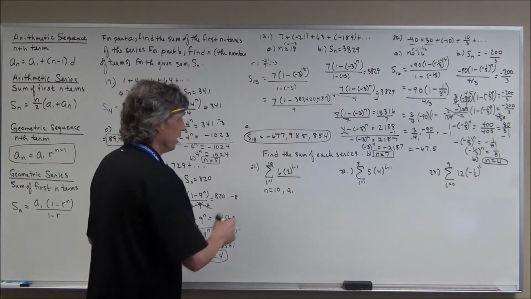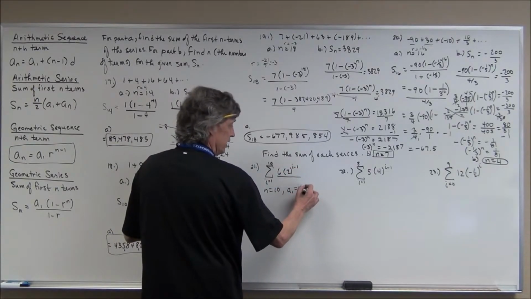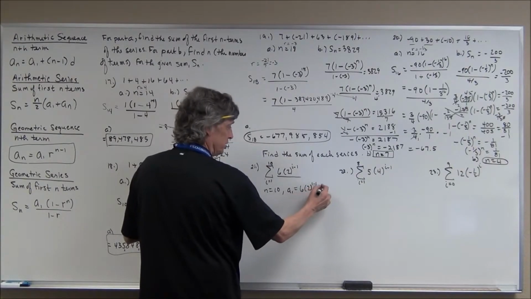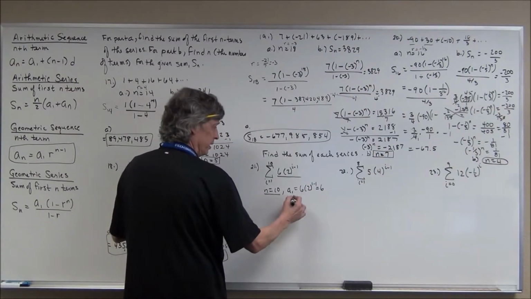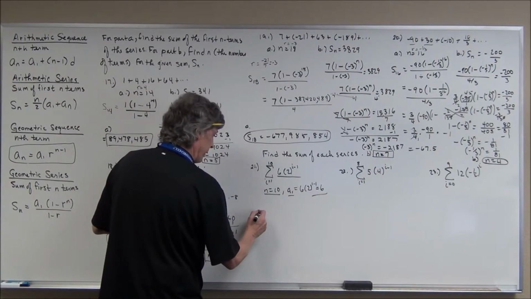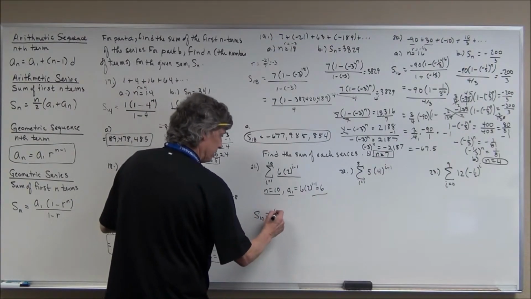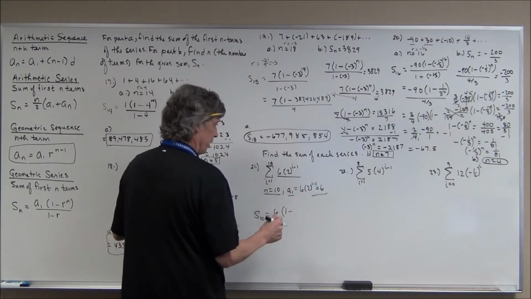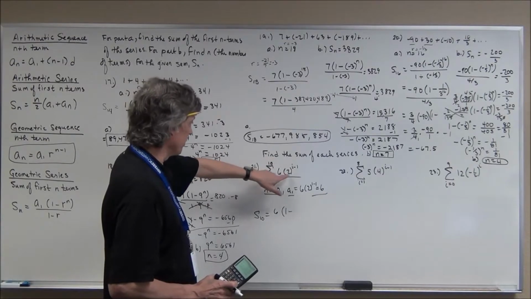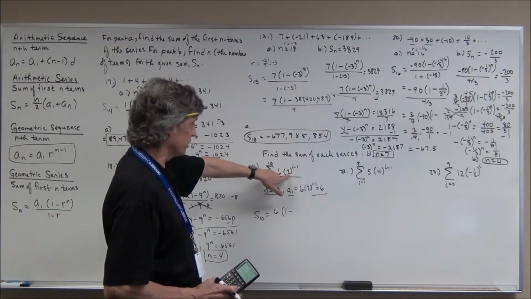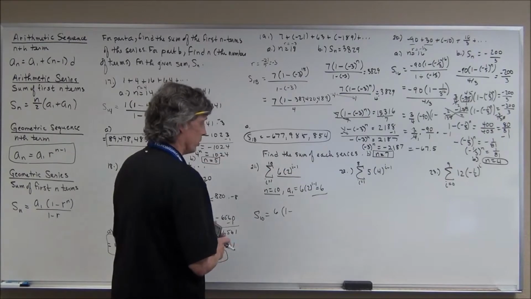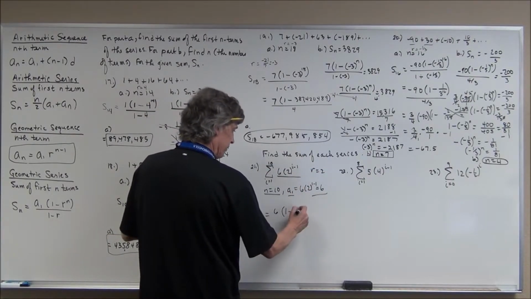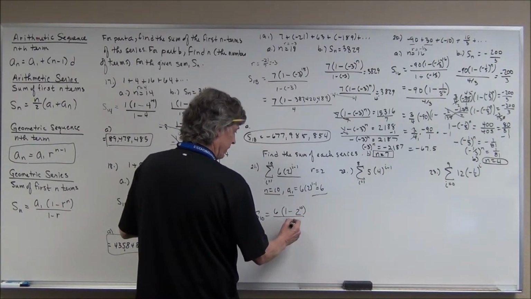You plug 1 in, you're going to get 6 times 2 to the 1 minus 1. That's 0. 2 to the 0 is 1, so this is just 6. There's my n, there's my a sub 1. So I'm going to add up the first 10. It was 6 times 1 minus, okay, what's my ratio? My ratio here is going to be 2 because that's the factor being raised to the power. So this is 2 to the 10th, and that's all over 1 minus 2.